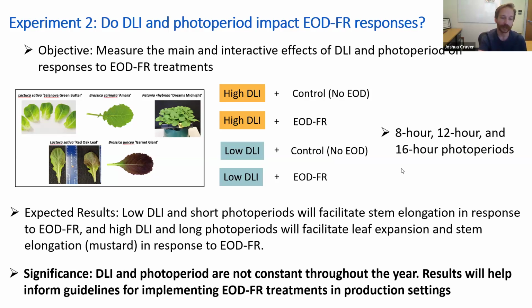And then the significance of this project is that the DLI and the photoperiod are not constant throughout the year if you're growing in the greenhouse. You can manipulate it to some extent, but there's only so much you can do. So if we can look at these responses at different DLIs and different photoperiod lengths, it might help a grower decide when during the year it's most effective to implement these treatments.